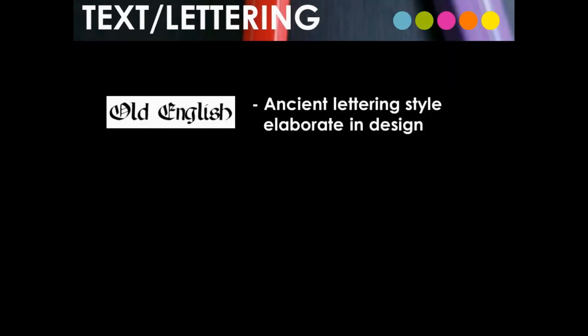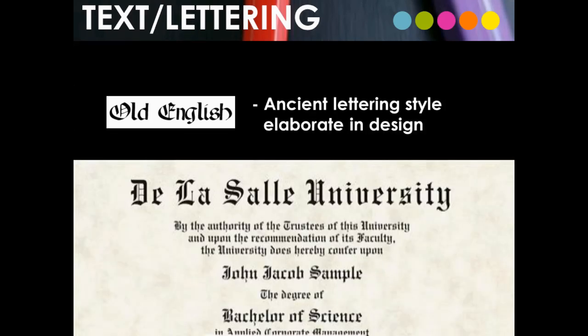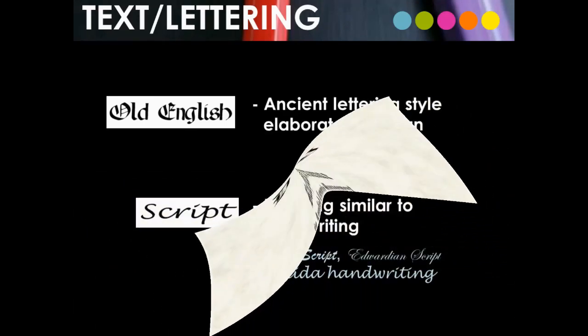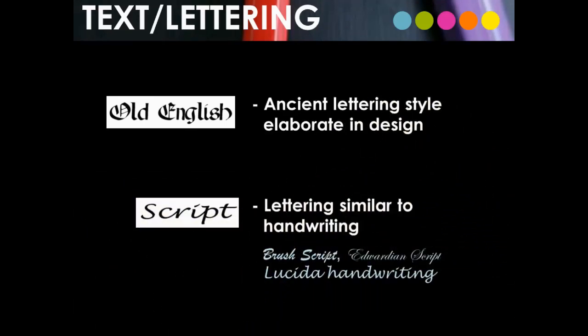The third family is called Old English. This style is elaborate in design. We can see this style in certificate titles. The fourth family is called Script. This style is similar to our handwriting. Examples of this style include Brush Script, Edwardian Script, and Lucida Handwriting.